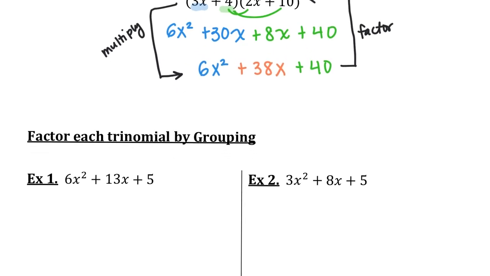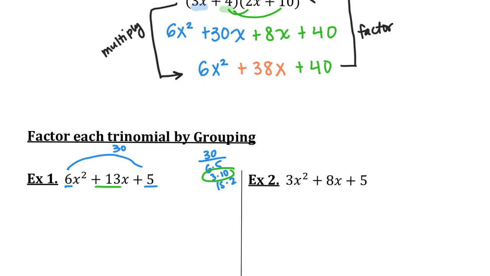Now we're going to start it off similarly to how we did the box. I'm going to multiply a times c, so this times this, 6 times 5 gives me 30. And then I'm going to think, what do I multiply to get 30? I'm going to check to see it adds up to the middle term. So if I were thinking of factors of 30, I might say, it's 6 times 5, it's 3 times 10, it's 15 times 2, it's 30 times 1. But I want to check and see which of these terms add up to 13. That's going to have to be the 3 and the 10.